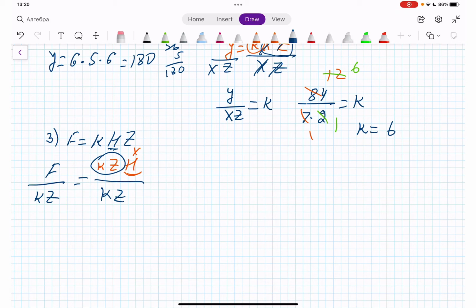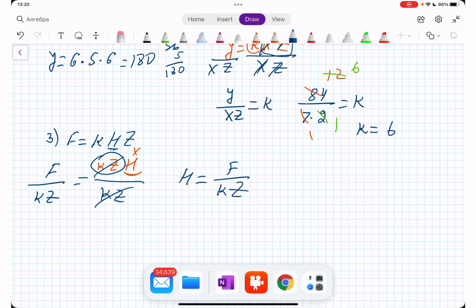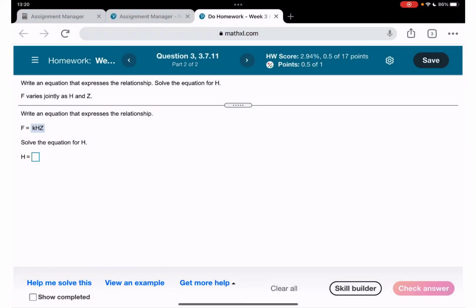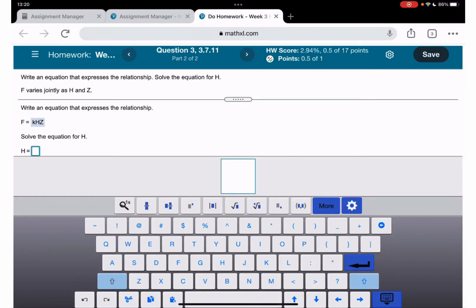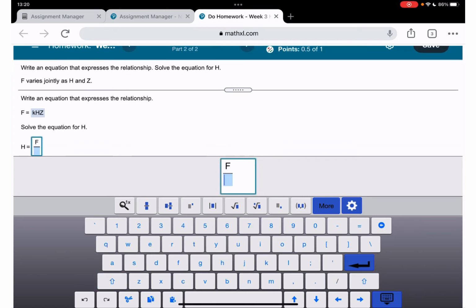And the same operation I have to do to the other side of the equation, K and Z, right? So K and Z here is gone, and we get H is equal F over K and Z. Okay. Uppercase F over K and uppercase Z constant.